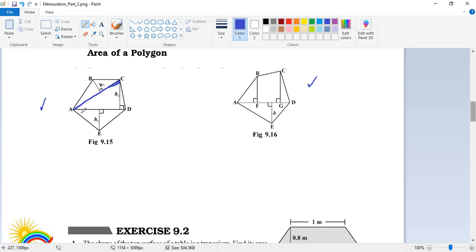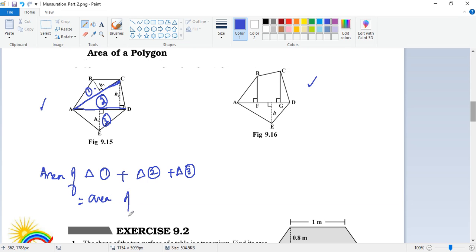Okay, there is another triangle and there's another triangle. So there are 3 triangles. So you can just find the area of the first triangle, the second triangle, and the third triangle. Okay, using these 3, when you find all the 3 triangles and add them together, you can get the area of this whole polygon. Okay, so area of triangle 1 plus triangle 2 plus triangle 3 gives you the area of this whole figure. Okay, area of figure 9.15. Okay, now you come to the next one, area of figure 9.16.